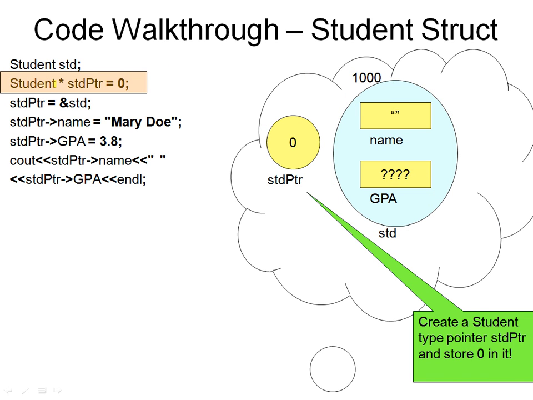Here I'm creating a pointer of student type, called stdptr, storing 0 in it. stdptr is a pointer storing 0 in it. It's not pointing to anything at this point. It's not a dangling pointer, but it's an orphan pointer.